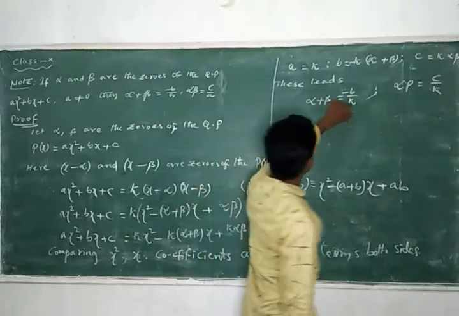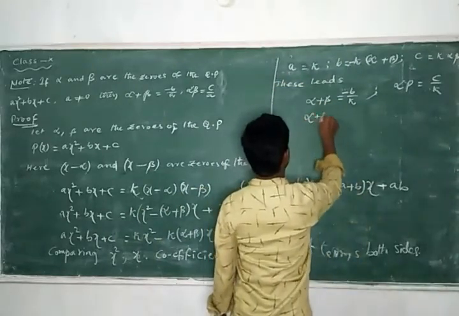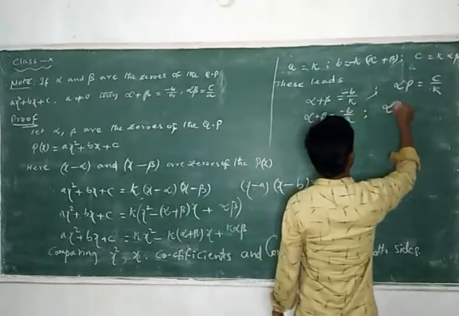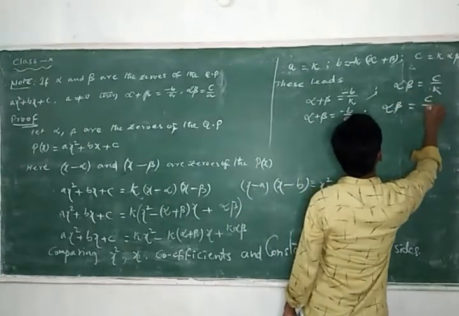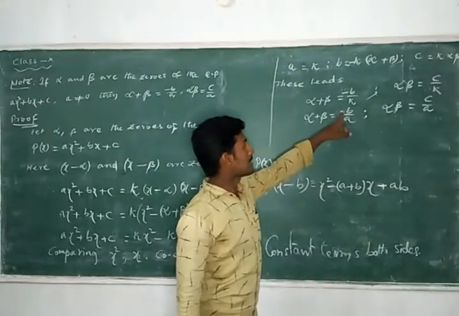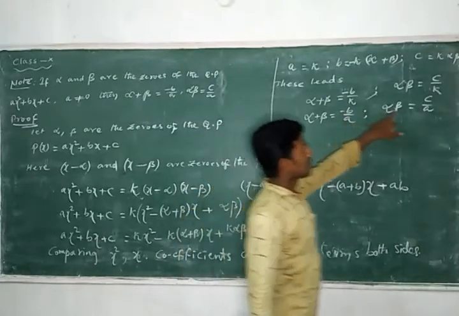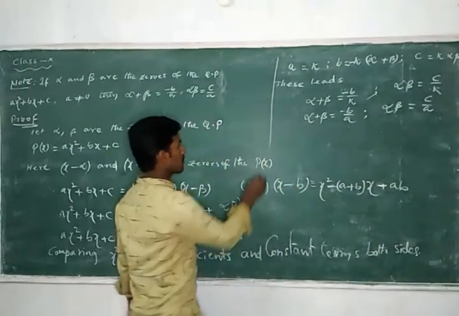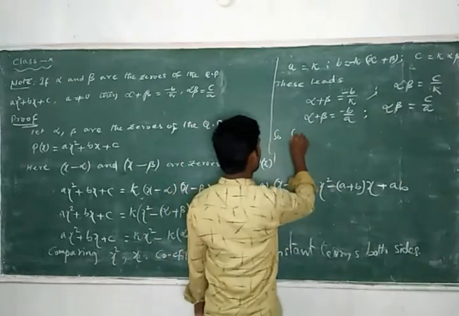Now already k is equal to a, so we can rewrite this as alpha plus beta is equal to minus b by a, and alpha into beta is equal to c by a. Here minus b by a is nothing but x coefficient by x square coefficient, and here it is the constant term by coefficient of x square.